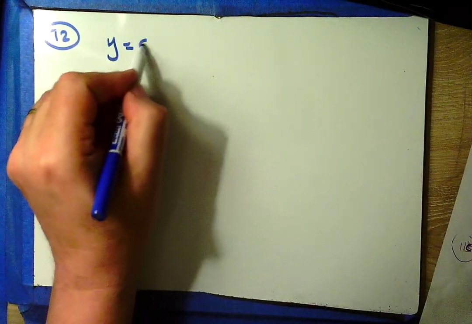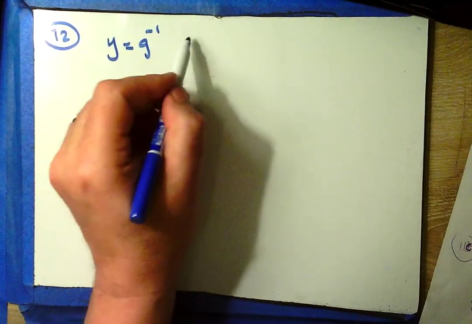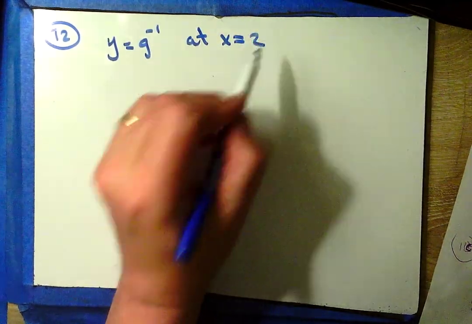12 says functions f and g are differentiable. G is strictly increasing. That means it passes the horizontal line test, and we know therefore that g can have an inverse. The table at the right gives values for the functions and their first derivatives for selected values of x. If g inverse is the inverse of g, write the tangent line to the graph y equals g inverse of x at x equals 2.